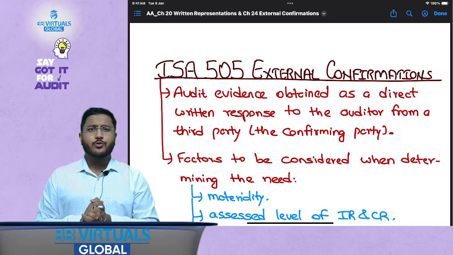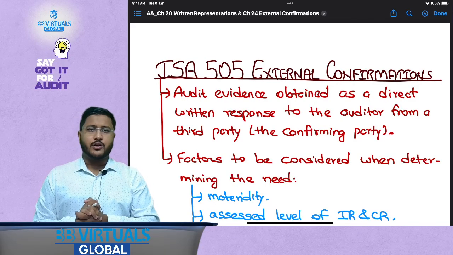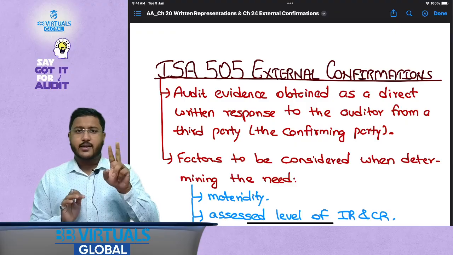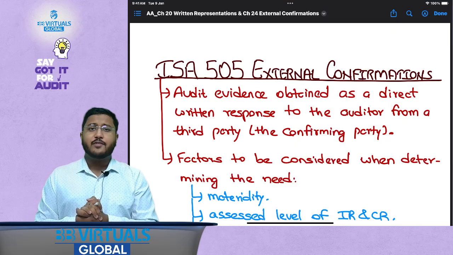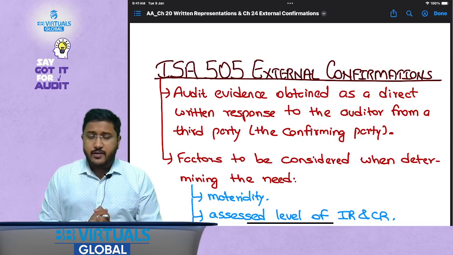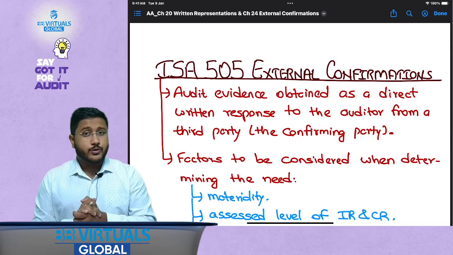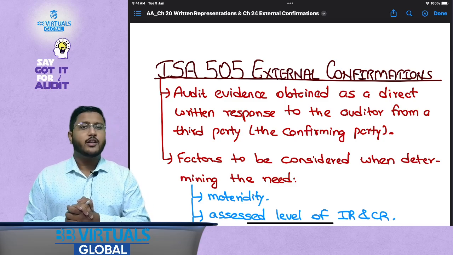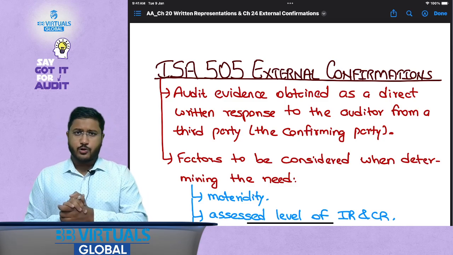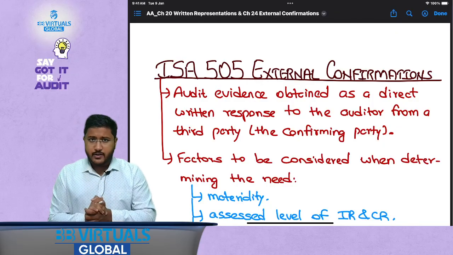My friends, today we are going to cover two standards from your syllabus which are going to be very important for you. Number one is ISA 505, that is external confirmations, and the second one is ISA 580, which is written representations. These two standards are very important because one of them is part of the core audit procedures that the auditor needs to perform, and the second one is a core part of the completion process, which is written representations. So that is why these two standards become very important for all of you.